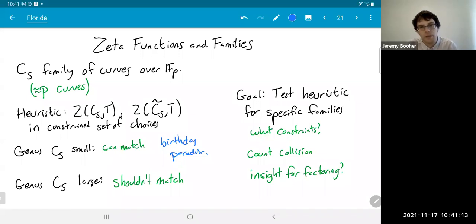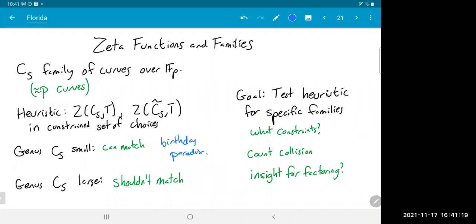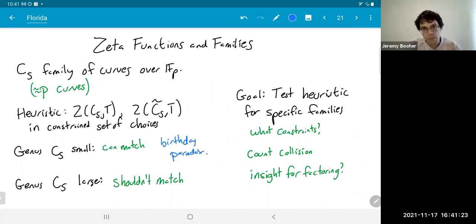So we're trying to test these heuristics, figure out what the exact constraints are, and then based on those heuristics, make a prediction about how many times we'll see collisions. And then it's a computational number theory question to actually count the number of collisions and see if we're right. And the motivation is to provide insight for its application to factoring polynomials over finite fields.